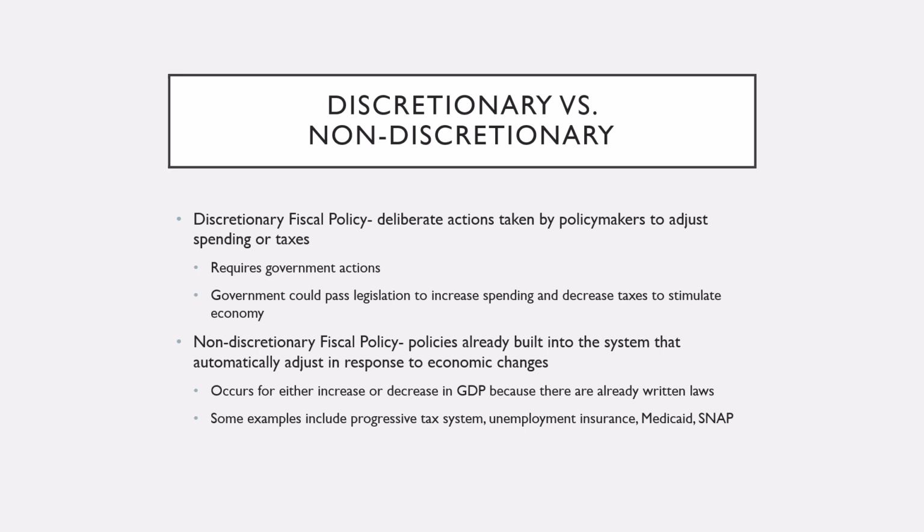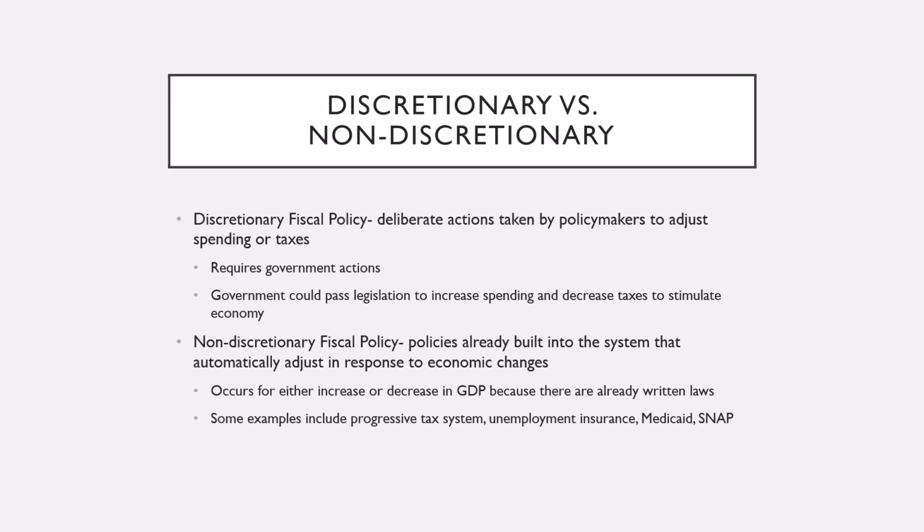Now, non-discretionary fiscal policy, also referred to as automatic stabilizers, are policies already built into the system that automatically adjust in response to economic changes. For example, if there's an economic downturn, tax payments would automatically decline and transfer payments would automatically increase due to there already being policies built in for them to adjust. Now, the opposite effects would happen if there's an economic boom.